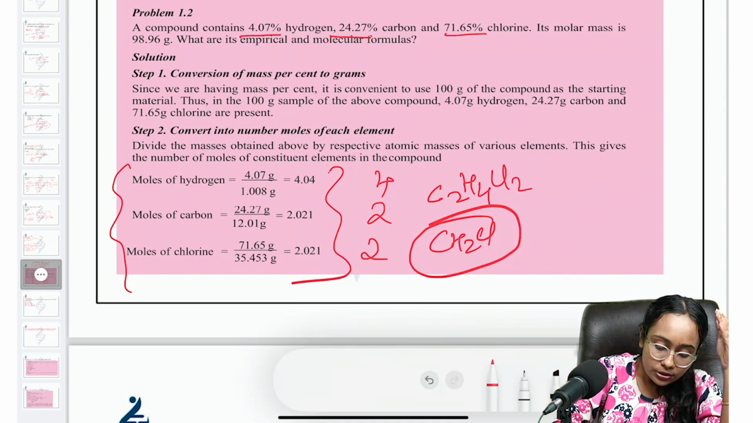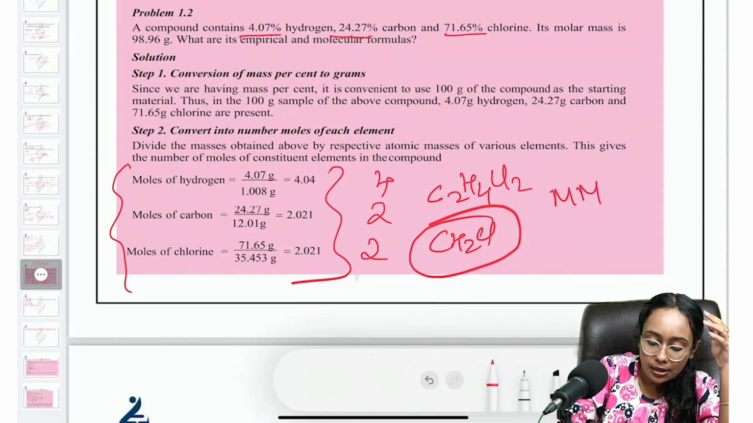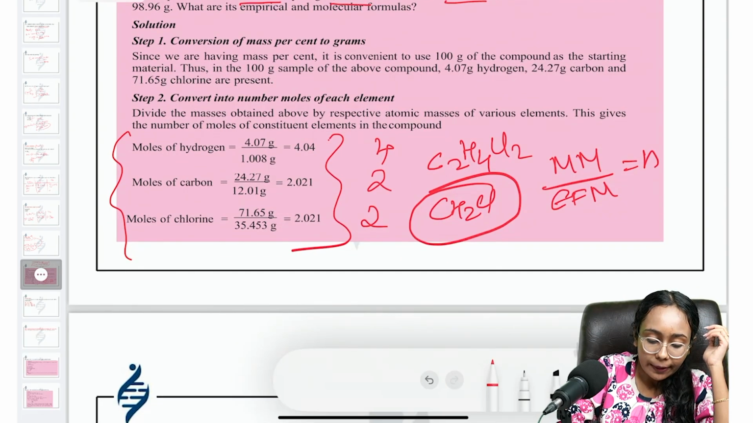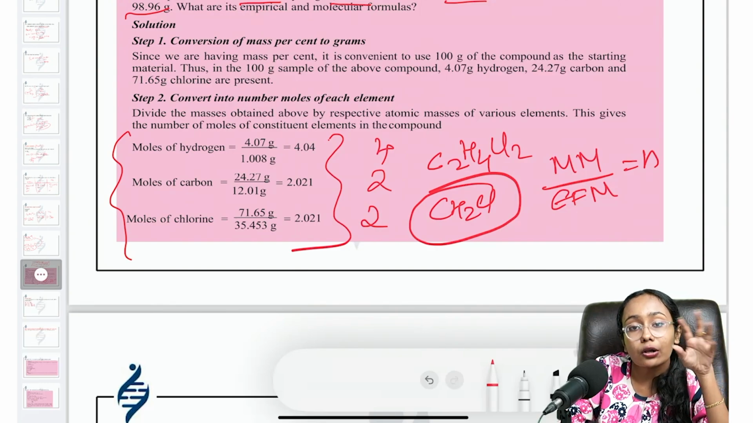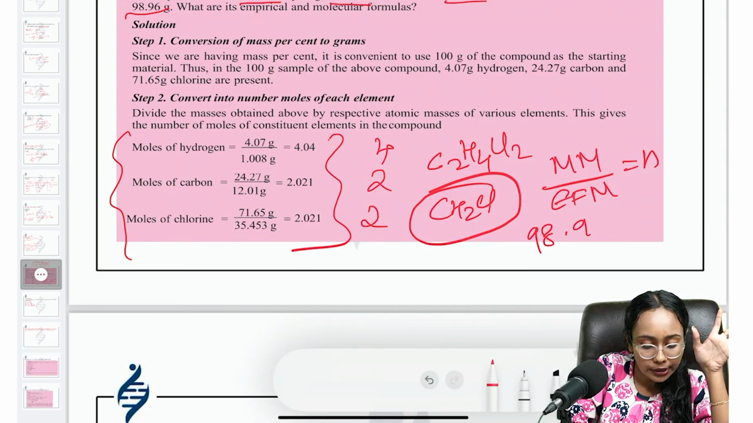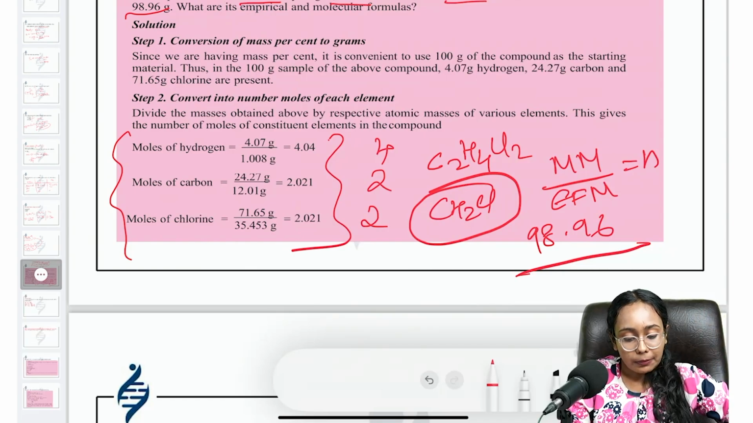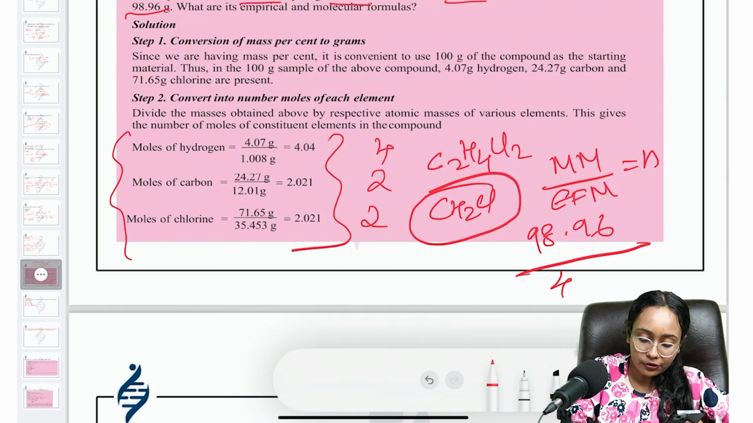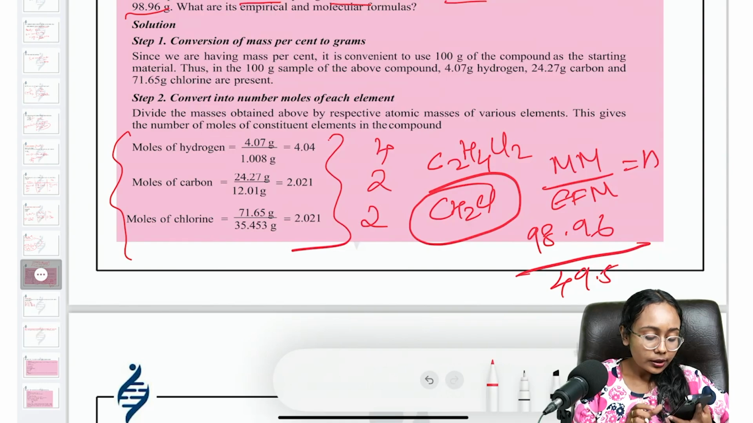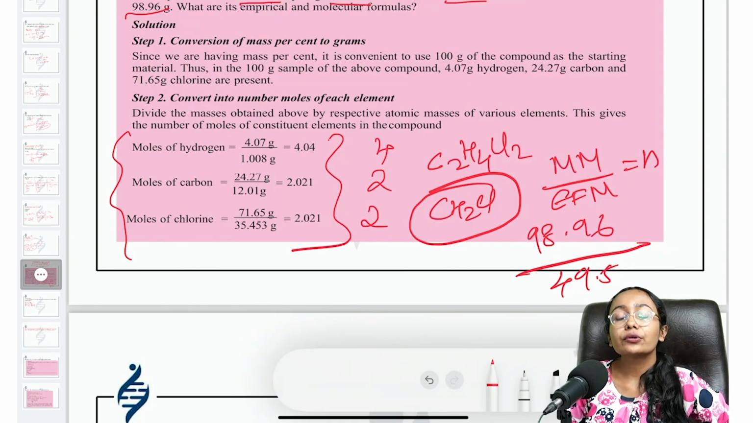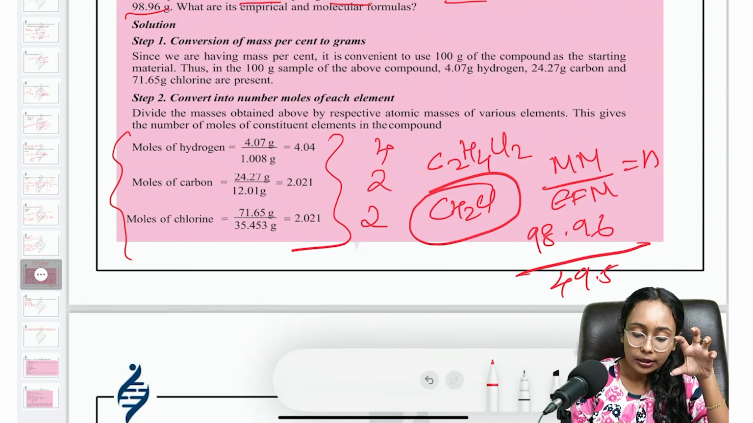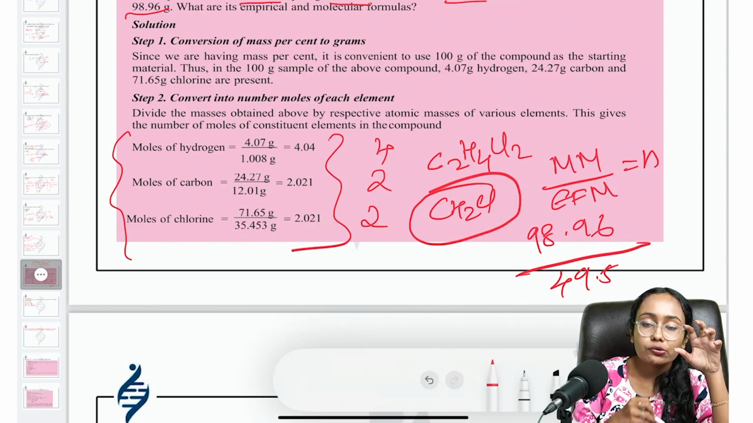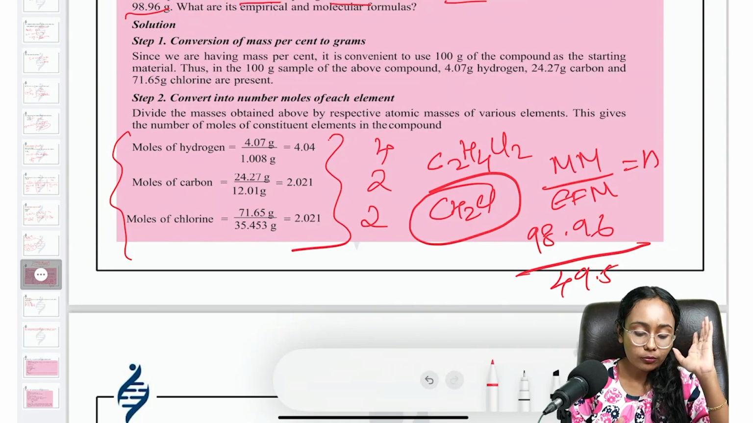So just divide the molecular mass by empirical formula mass. You will get the value of n. Molecular mass is already given in the question. Molecular mass will always be given in the question. 98.96 divided by the mass of CH2Cl, which is carbon 12 plus hydrogen 2 plus 35.5, that is 49.5. Once you divide 98 by 49, you will get the value of n. Multiply it with the CH2Cl, you will get the molecular formula.